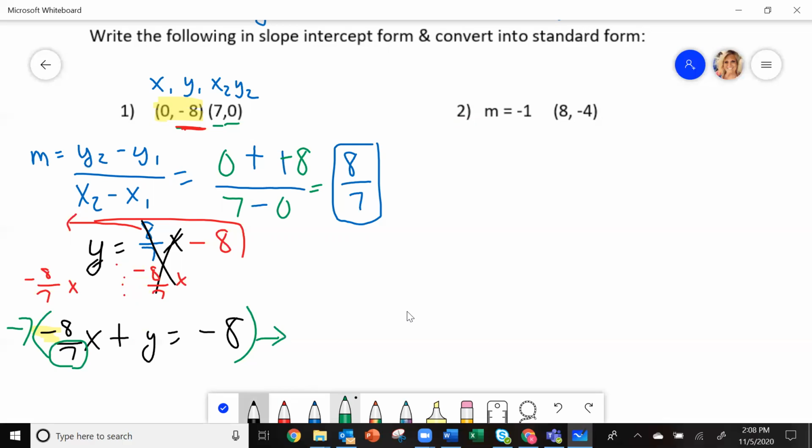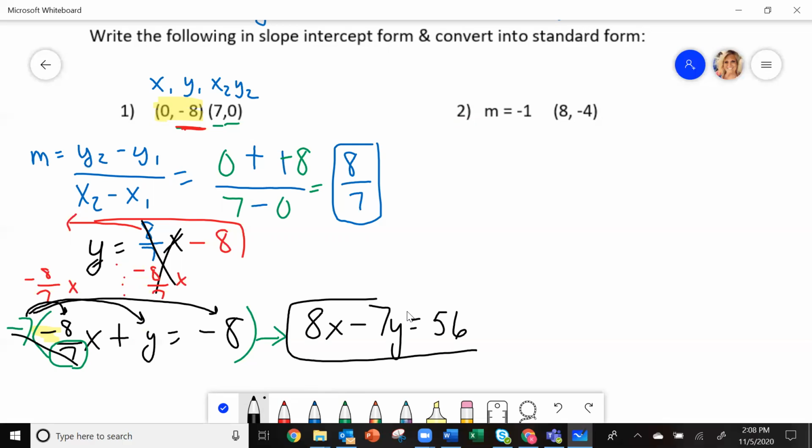So now we're going to multiply -7 times -8/7, these kind of cancel out, and you're going to get 8x. But then you have -7 times y, which is -7y, equals -7 times -8, which is 56. This is your equation in standard form. In slope-intercept, it was y equals 8/7 x minus 8. That's what you would have gotten for number 1.